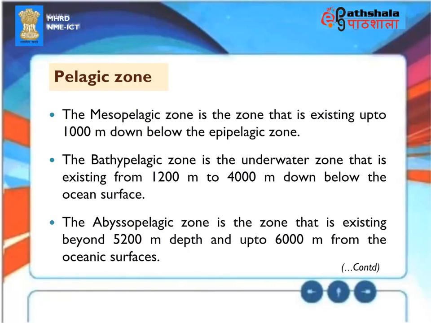The mesopelagic zone is the zone that is existing up to 1000 meters down below the epipelagic zone. The bathypelagic zone is the underwater zone that is existing from 1200 meters to 4000 meters down below the ocean surface. The abyssopelagic zone is the zone that is existing beyond 5200 meters depth and up to 6000 meters from the oceanic surface.